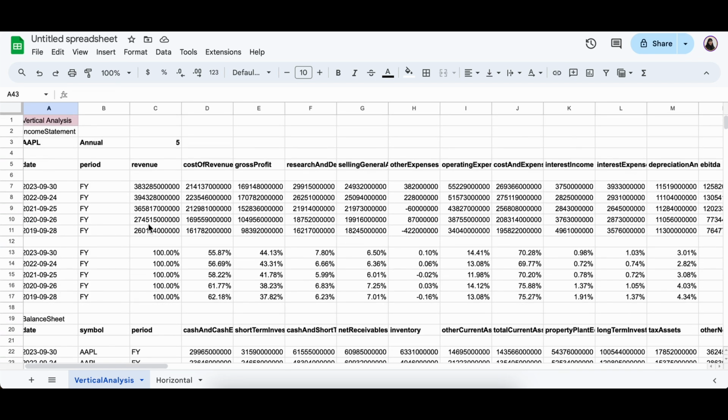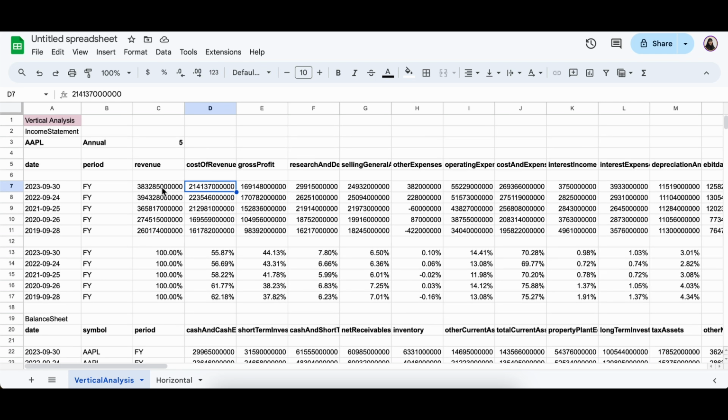Again, we are comparing. It is important to know that vertical analysis is comparing each item to the base item, the revenue. For example, in the income statement, it is comparing each item to the revenue.